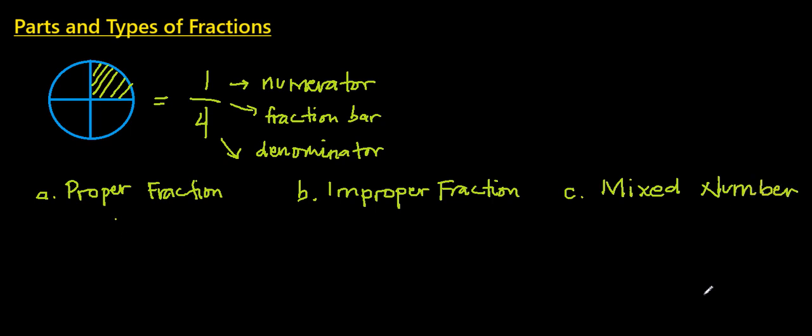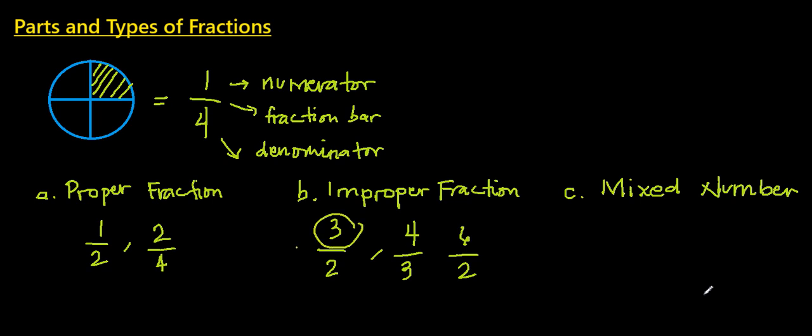When we say proper fraction, the numerator is lower than the denominator. Examples of that are 1 over 2, 2 over 4. If it's an improper fraction, the numerator is higher than the denominator. For example, 3 over 2, 4 over 3, 6 over 2. So the numerator is higher than the denominator.